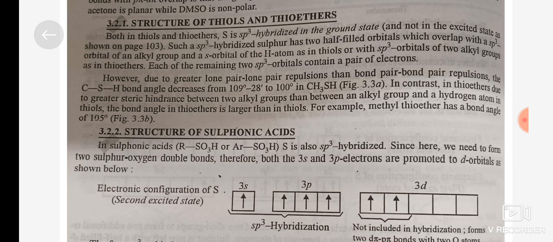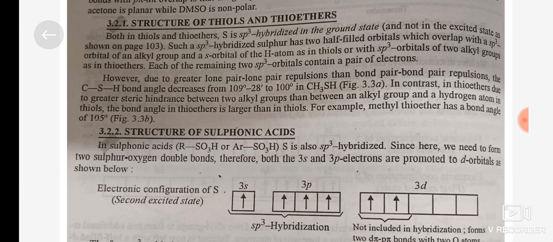However, due to greater lone pair repulsion than bond pair repulsion, the C-S-H bond angle decreases from 109 degrees 28 minutes to 100 degrees in CH3SH. In contrast, in thioether, due to the greater steric hindrance between two alkyl groups than between an alkyl group and a hydrogen atom in thiols, the bond angle in thioether is larger than in thiols. For example, methyl thioether has a bond angle of 105 degrees.